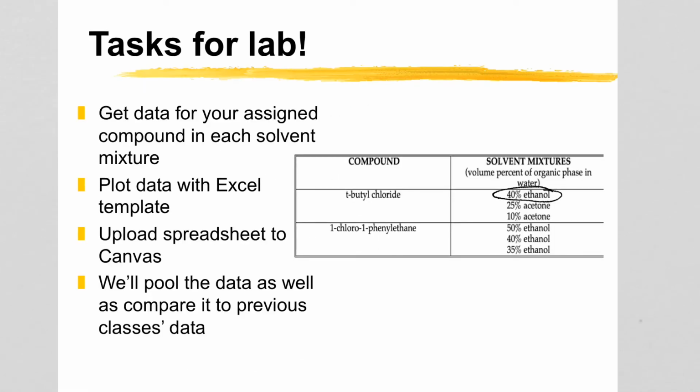Okay, just to summarize what you're going to be doing, your lab group will be assigned either t-butyl chloride or 1-chloro-1-phenylethane. Yes, you will be doing this in teams. Once you get your data, you will plot that data with the Excel template. Then you will upload that spreadsheet to Canvas, and we're going to pool all the data as well as compare it to previous classes' data.